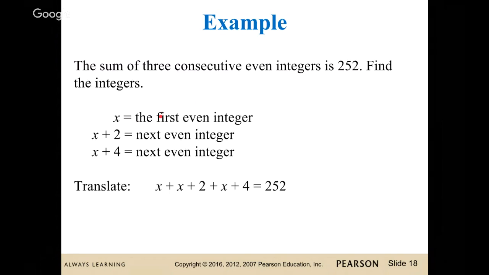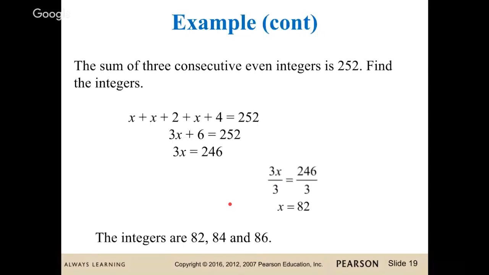So because these are even integers, your first integer is x. Your second integer is x plus 2. Your third integer is going to be x plus 4. Because if you have, say, 10, 12, and 14, the difference from 10 to 12 is plus 2. The difference from 10 to 14 is plus 4. So you're going to add all of those together. So you have x plus x plus 2 plus x plus 4. Combine your like terms. You get 3x plus 6 equals 252.